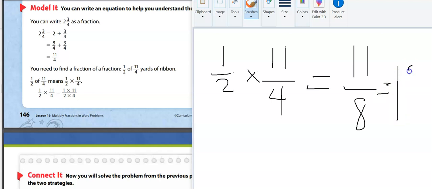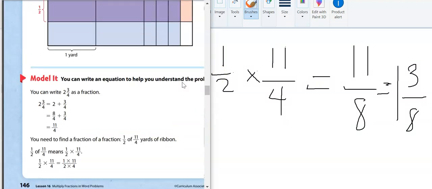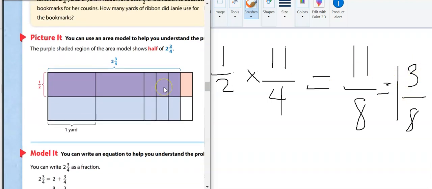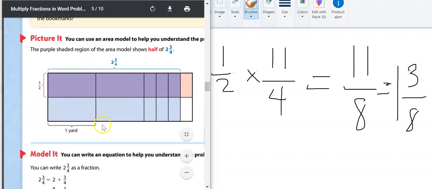How much do we have left? 3. And our denominator stays the same. Well, look at that. Our answer from our standard algorithm method is the exact same as our area model. So again, 1 3/8 is our answer, and that's exactly what we found using our area model.